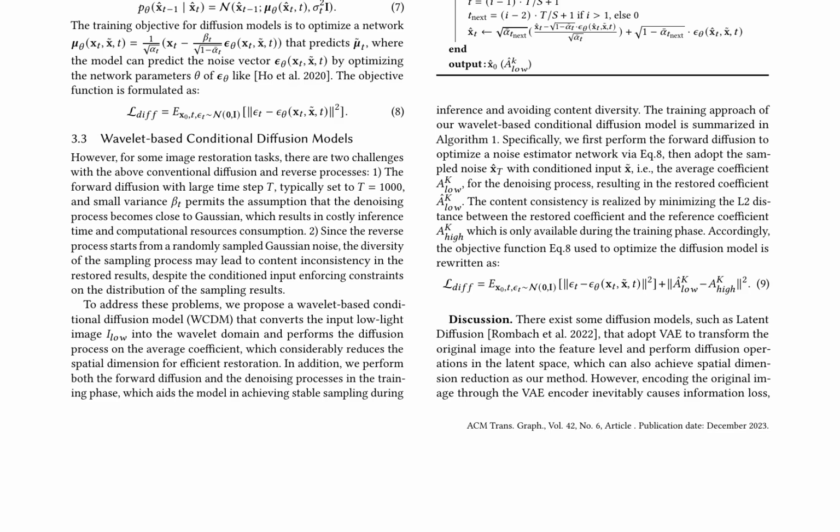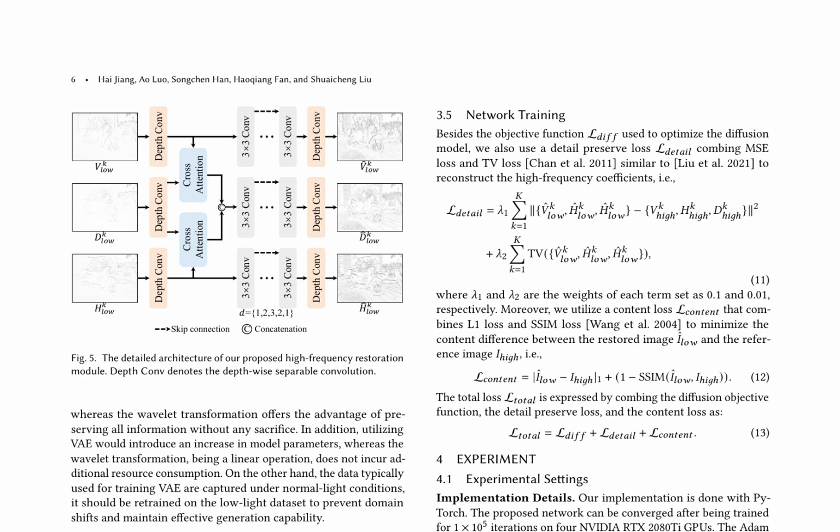The denoising process is performed using a sampled noise with a conditioned input, resulting in a restored coefficient. The content consistency is realized by minimizing the L2 distance between the restored coefficient and the reference coefficient. The authors also propose a high-frequency restoration module, HFRM, to reconstruct the high-frequency coefficients of the low-light image.